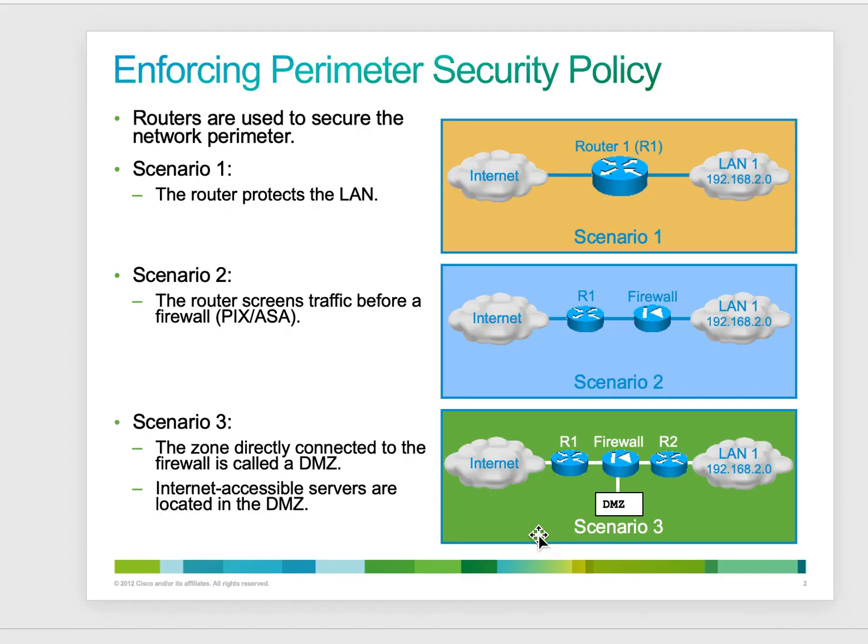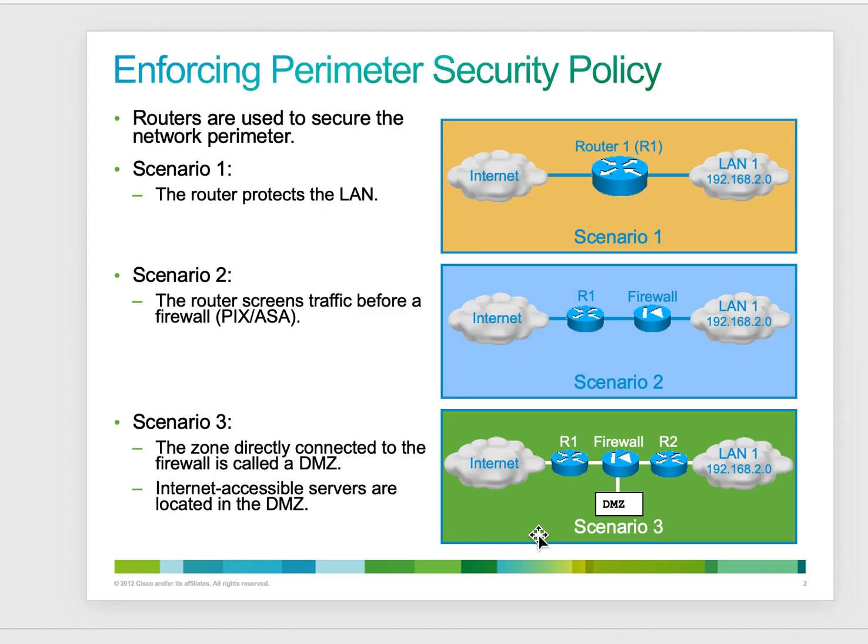The first part we'll be looking at is enforcing perimeter security policies. How do we enforce the perimeter security policies so that we ensure that our devices in our networks remain secured? First of all, the router, the switches, the access point, all these are big security devices that we use in the network. So first and foremost, we say routers.